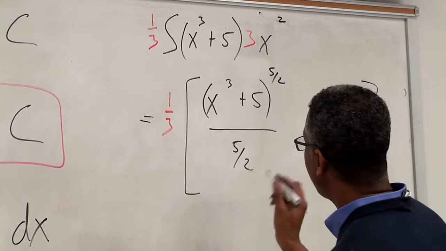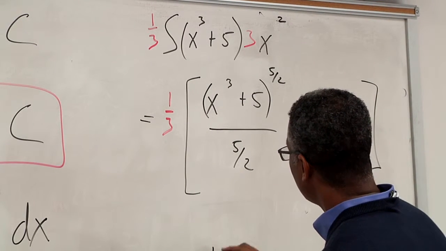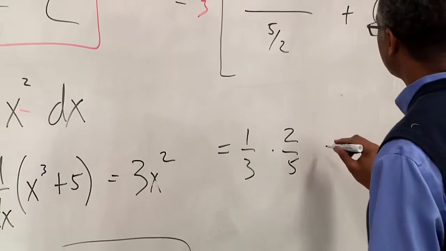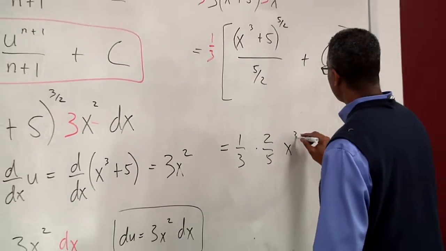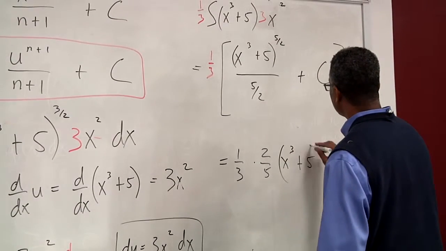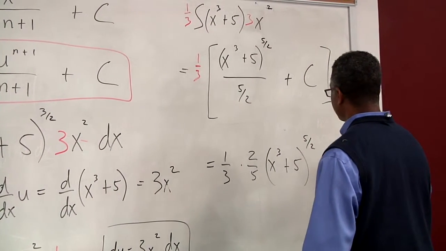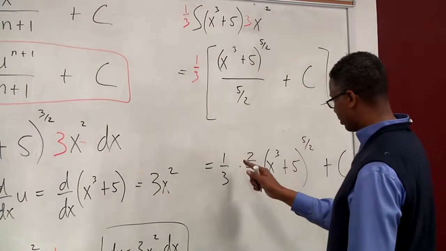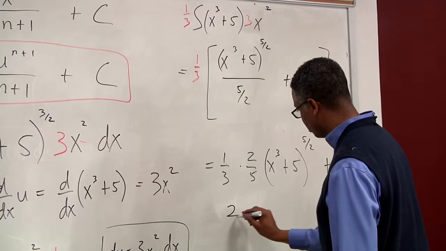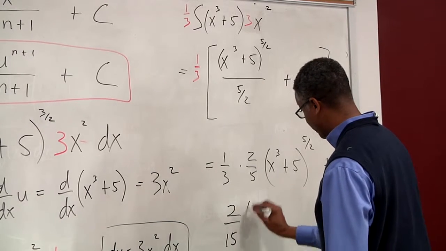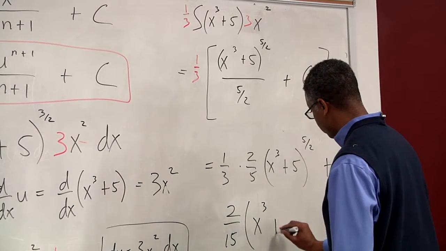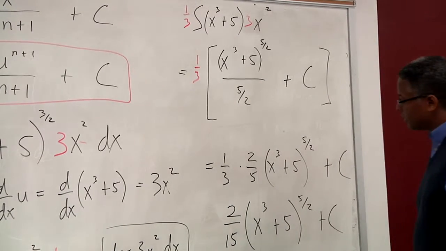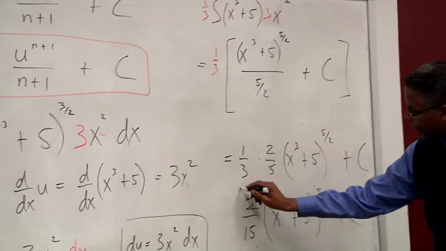So we finalize everything. We have 1/3 times 2 over 5, x to the third plus 5 to the 5 halves. Well, since 1/3 times a constant, I can still say it's a constant, right? So that's going to be 2 times 1 is 2, so that's 2 over 15, x cubed plus 5 to the 5 halves plus c. All right, so that's the final answer.